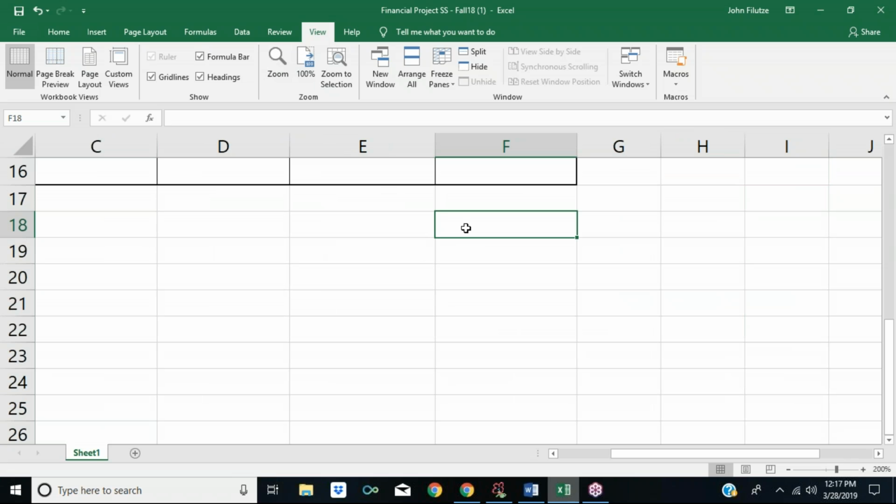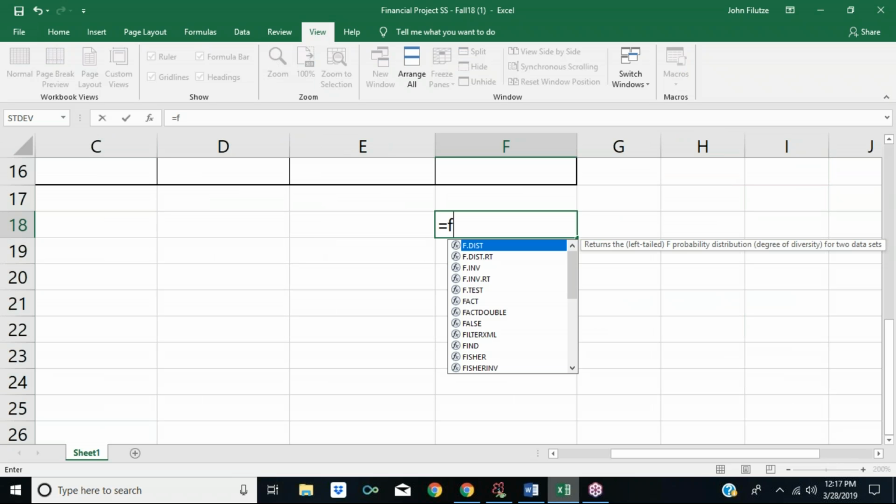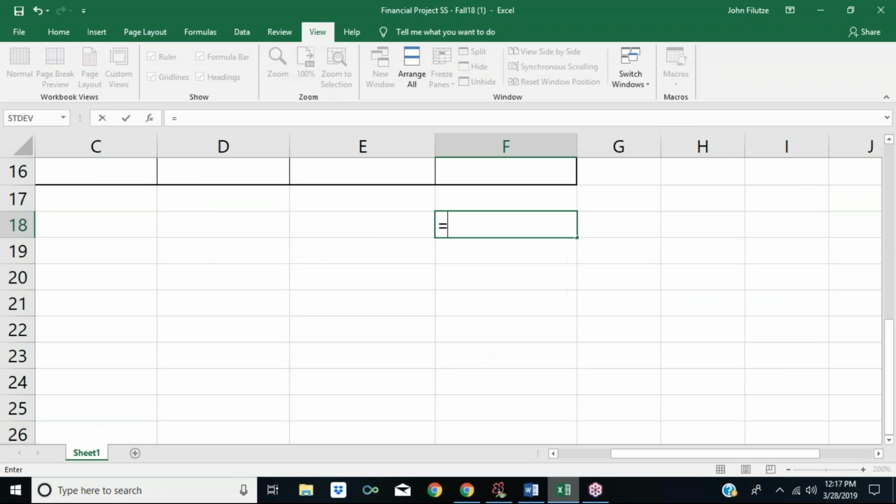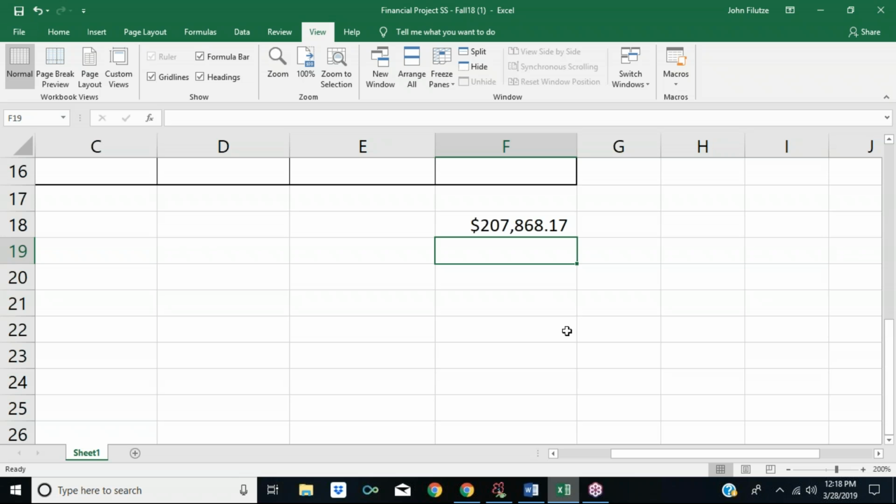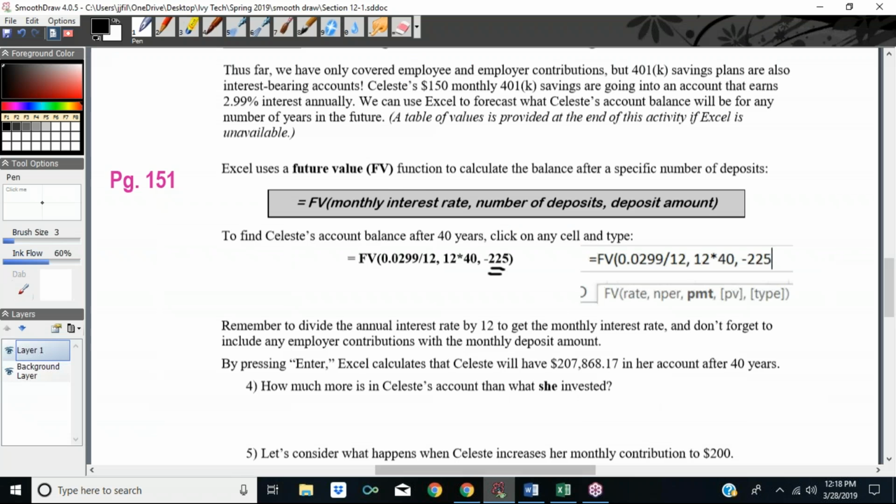So I'll show you in Excel that it does work. Equals FV, so our function, we're going to put 0.0299 divided by 12, that's our monthly interest rate. 12 times 40 years, 12 months times 40 years, and then the negative 225. And we get $207,868.17, just like it shows us right here.